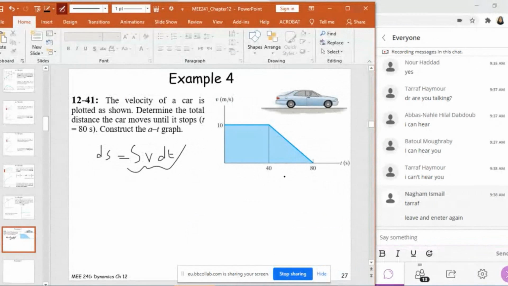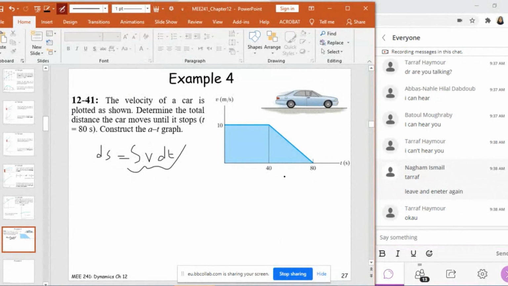Okay, so let's continue. ds is equal to the integration of v dt, and what does this mean? This means, guys, that I should find the area under the curve. The area under the curve could be found if the curve is regular. If the plot is a curve, I cannot find the area under this curve unless I do the integration. So here, guys, I don't have to do the integration, because in fact, the area under this curve is regular. So it's divided into a rectangle and then into a triangle.